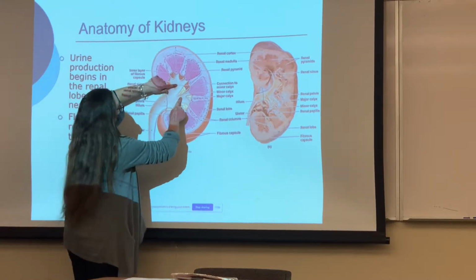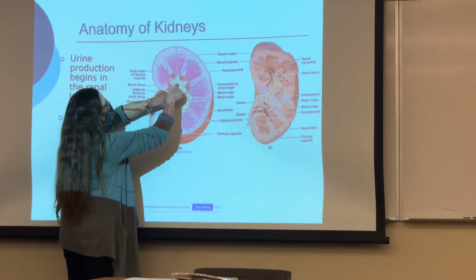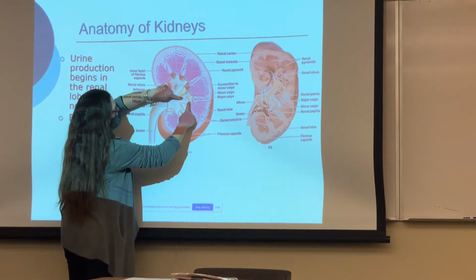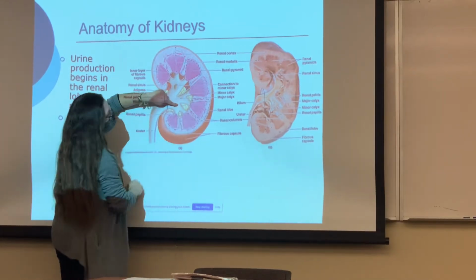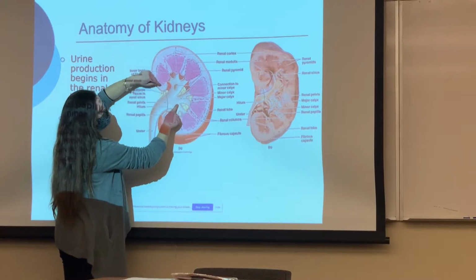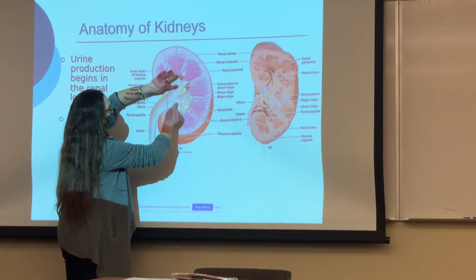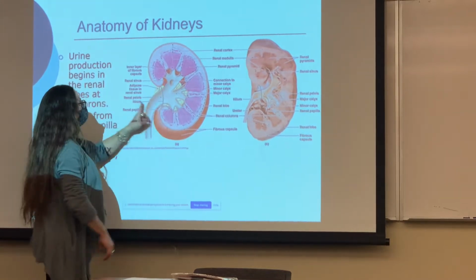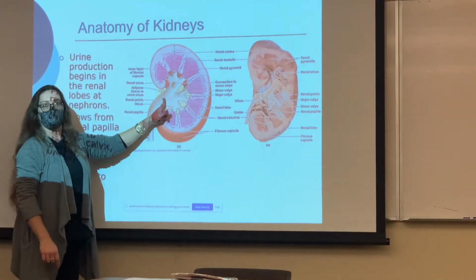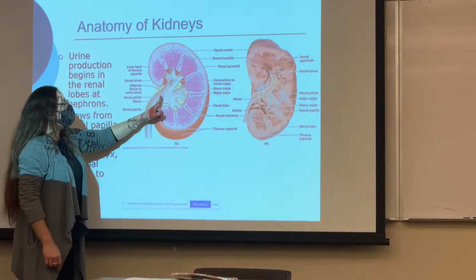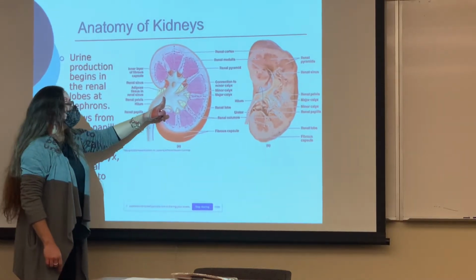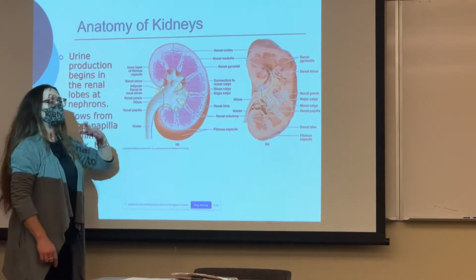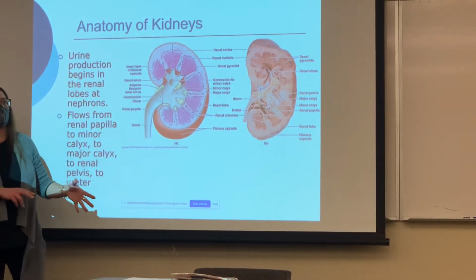So major calyx that these minors would drain into, major calyx that these minors would drain into, and then we'd have one right here that these minors would drain into. And then the urine that's drained into these major calyces then will drain into a larger one called the renal pelvis right here. And then as we exit the renal pelvis, we then go into this tube called the ureter, and then that urine is leaving the kidneys at that point.